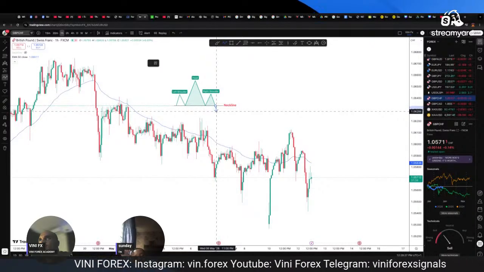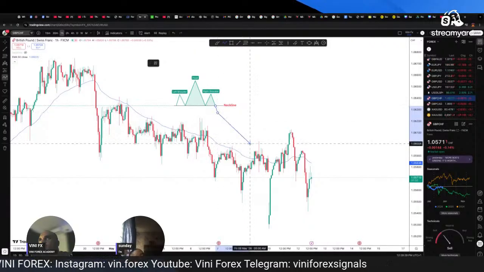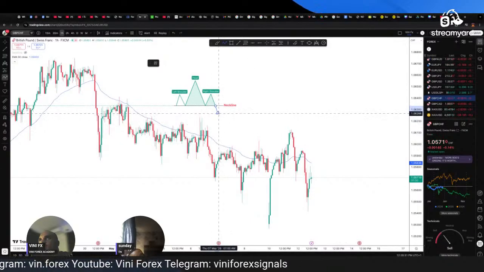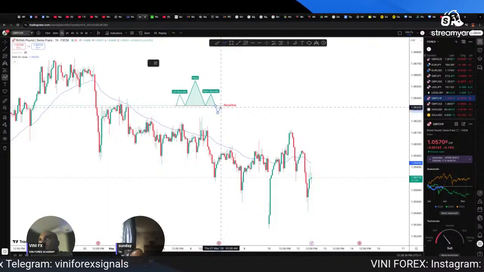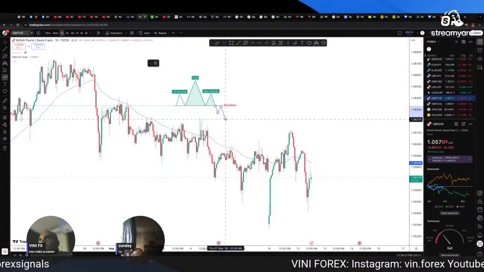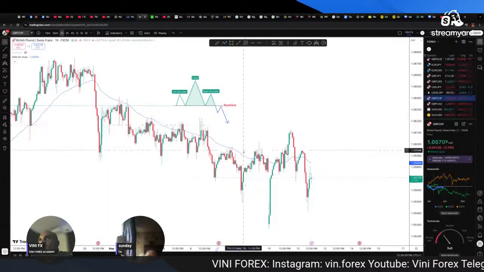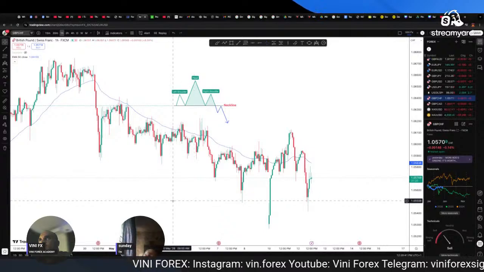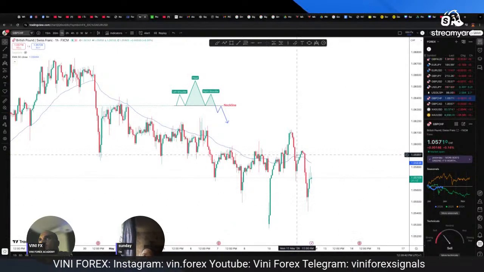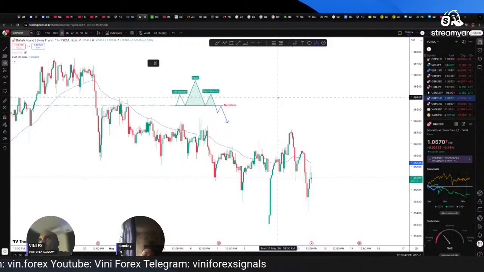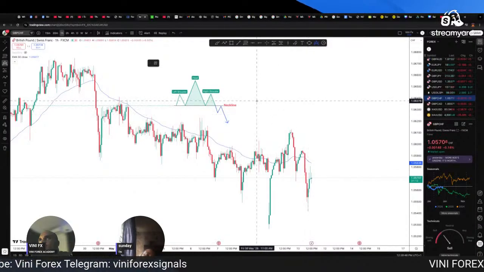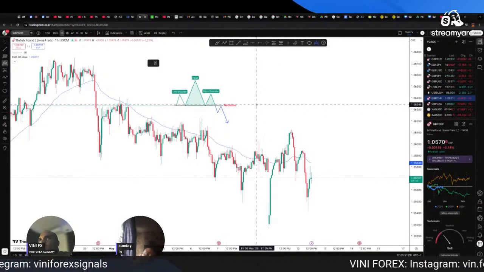And then you can start selling. Or once price breaks the neckline, price can sometimes come to retest it, and then you sell. Do you understand that? Yes, sir.